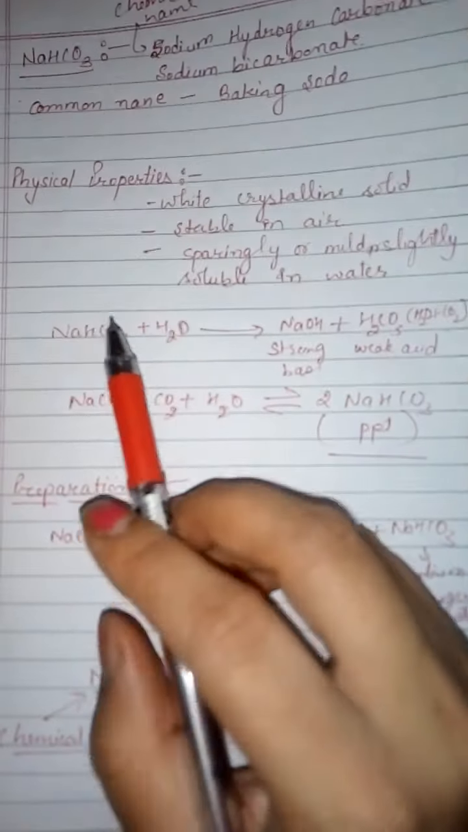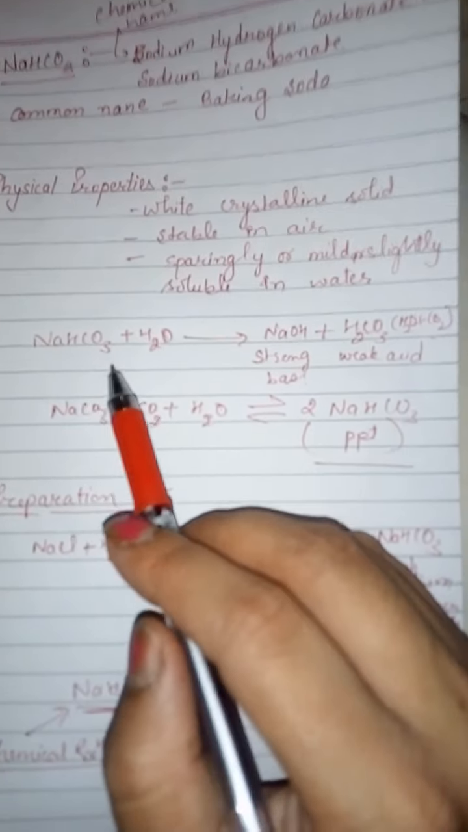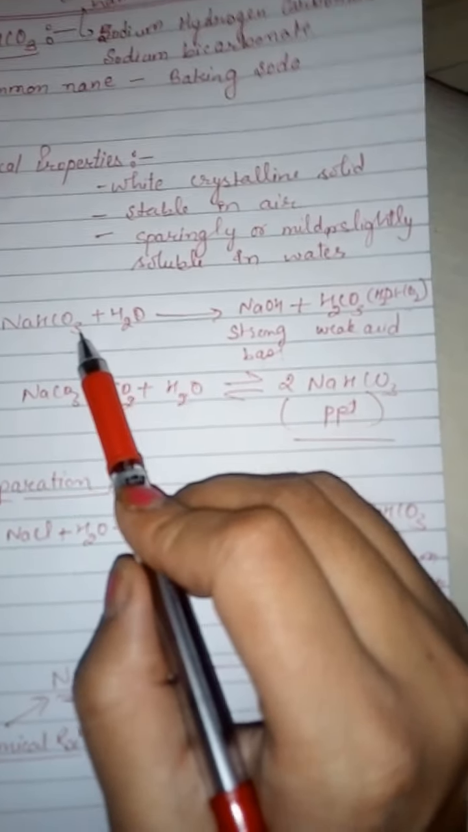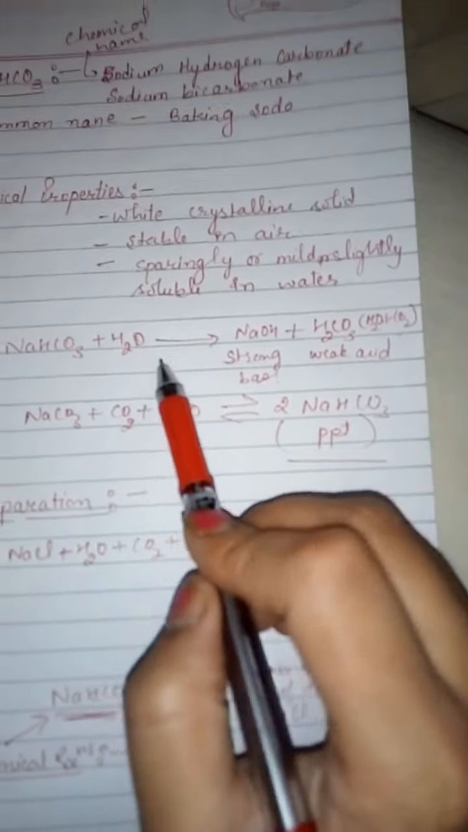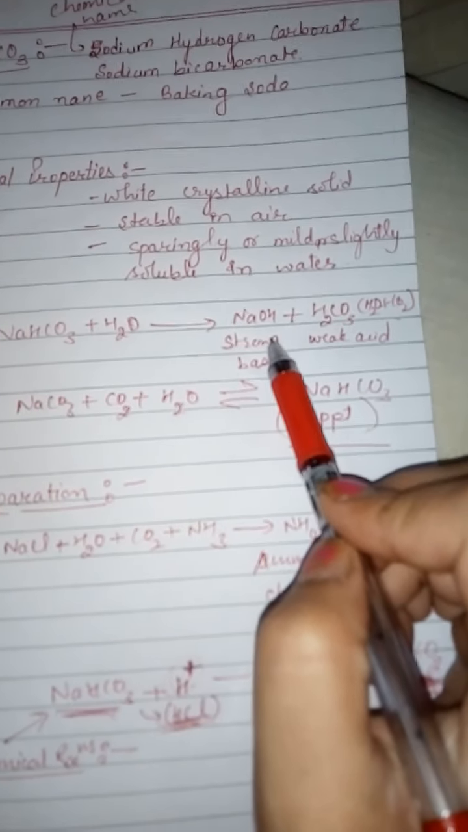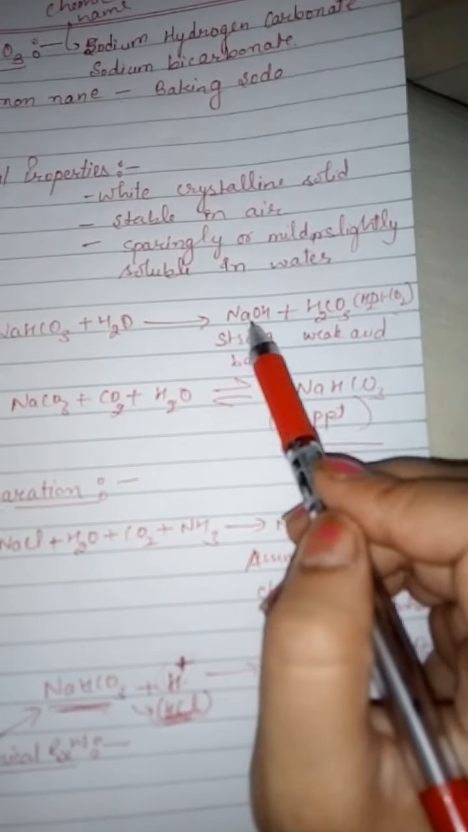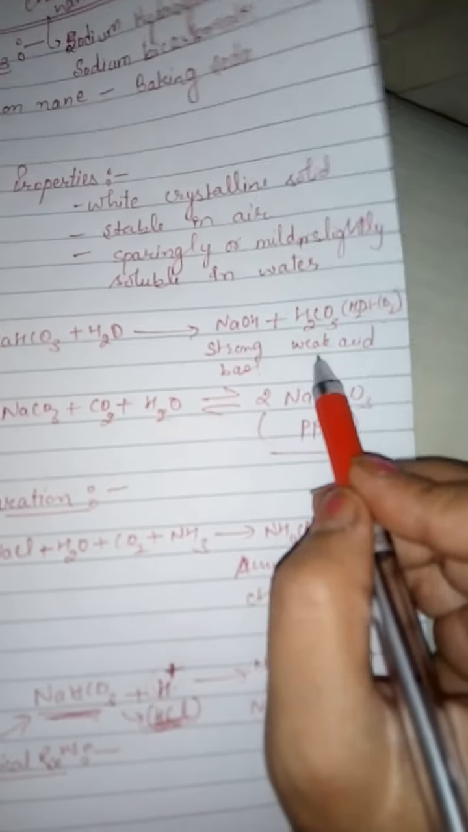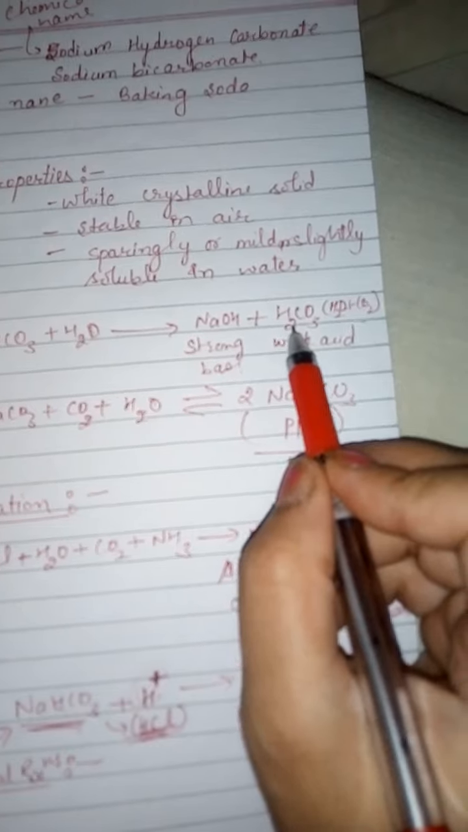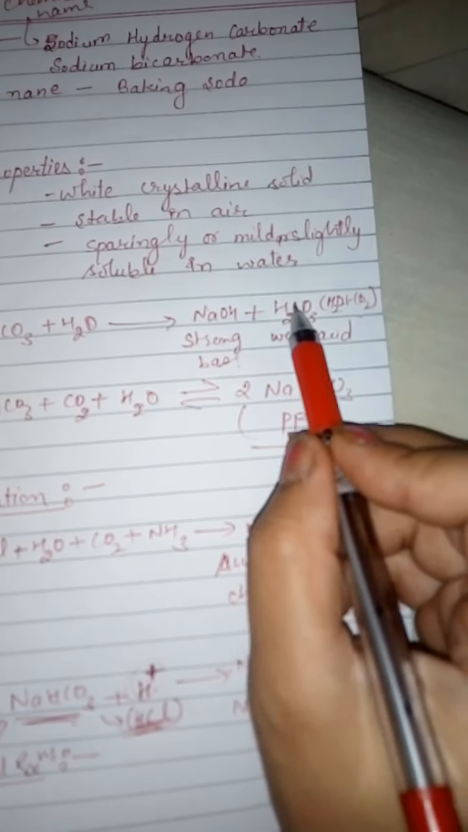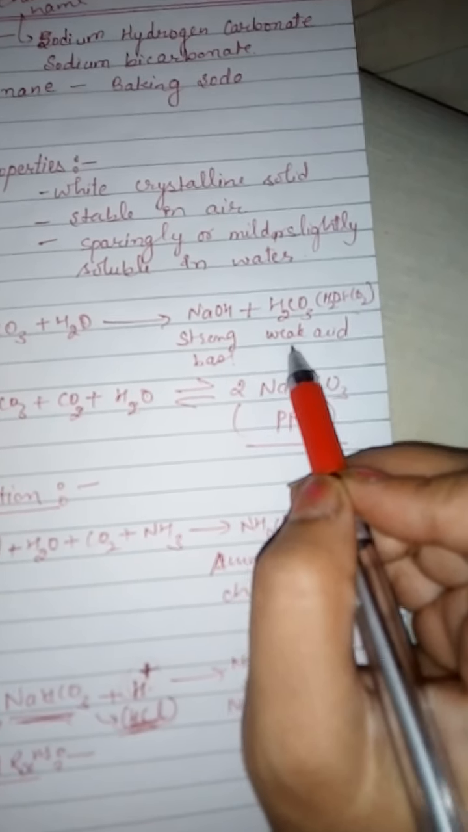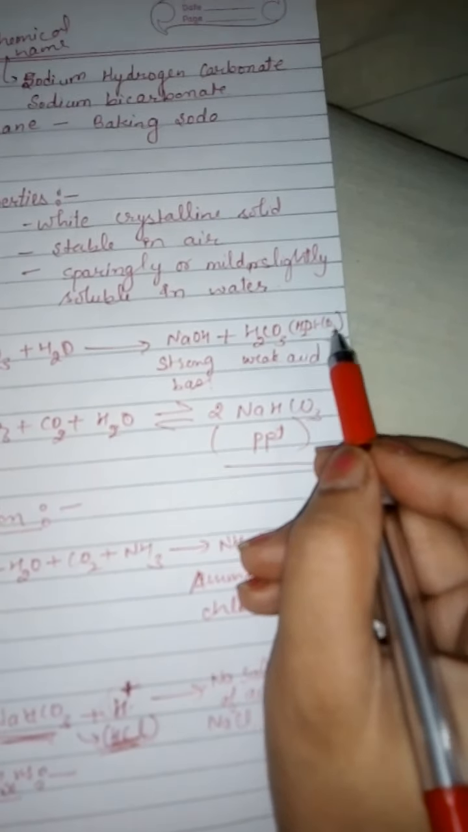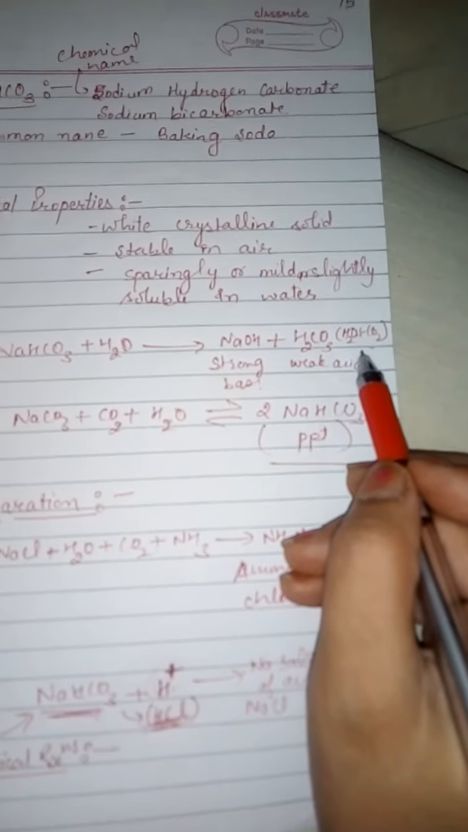Then reaction with water: it is sparingly soluble. We know that when sodium bicarbonate reacts with water, there is formation of a strong base, NaOH, sodium hydroxide, plus carbonic acid, H2CO3, which is a weak acid. This is a combination of water plus carbon dioxide.